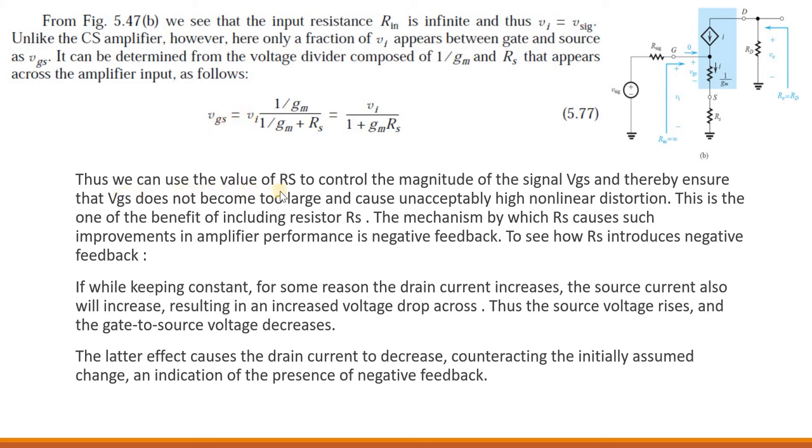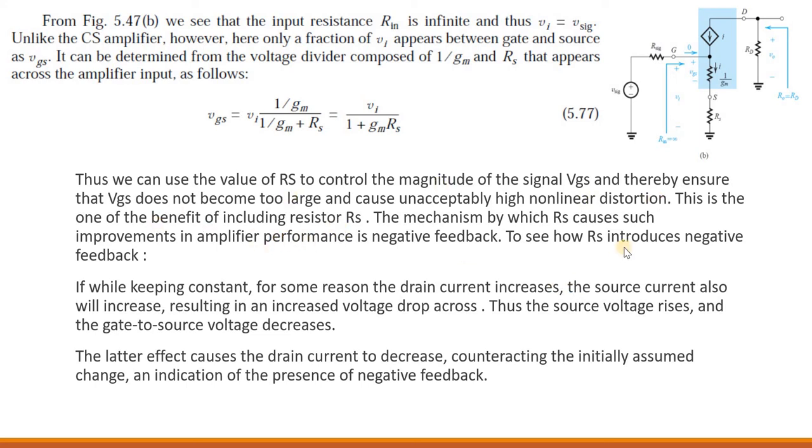So what we can conclude is, we can use the value of Rs to control the magnitude of VGS, and thereby ensure that VGS does not become too large and cause unacceptably high nonlinear distortion. This is one of the benefits of including Rs.